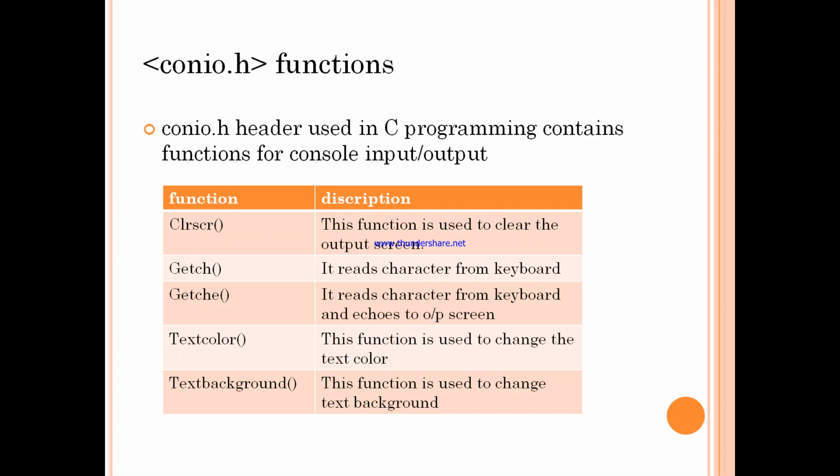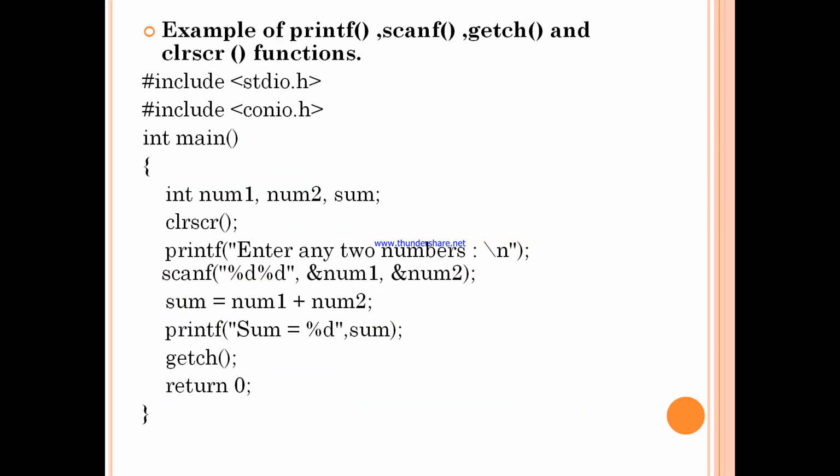The clrscr function is used to clear the output screen. getch reads a character from the keyboard. getche reads a character from the keyboard and echoes it on the output screen. The textcolor function is used to change the text color. The textbackground function is used to change the text background.